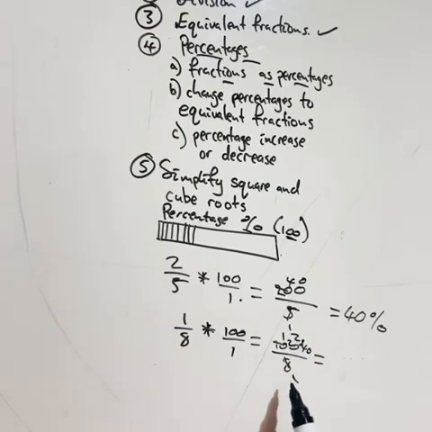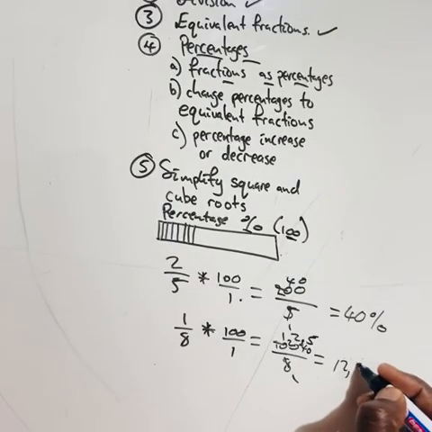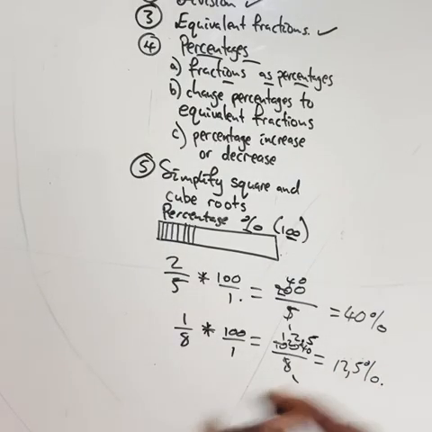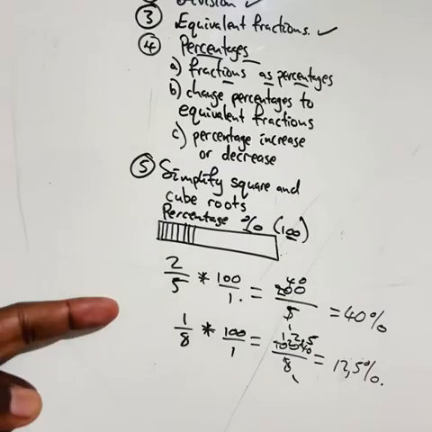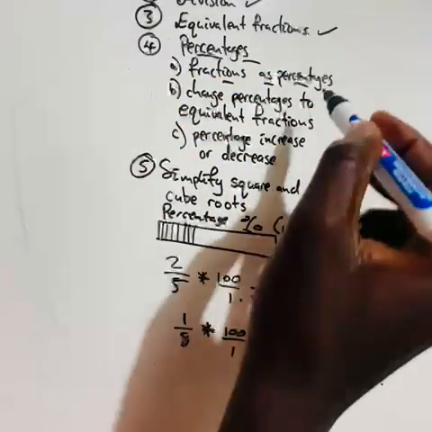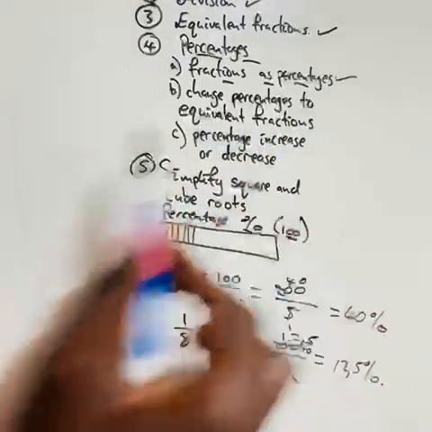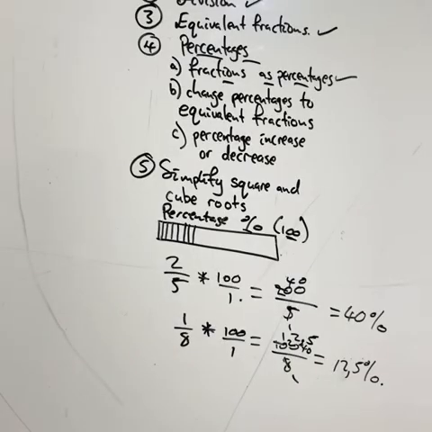Now we say 8 into 40, that's 5. Pause: 8, 16, 24, 32, 40. Now, 12,5 is the answer that we got. But those are not cows. 12,5 what? Percent. Right? So this is how you write your fractions as percentages. So, done. Now, they are saying we must change percentages to equivalent fractions.